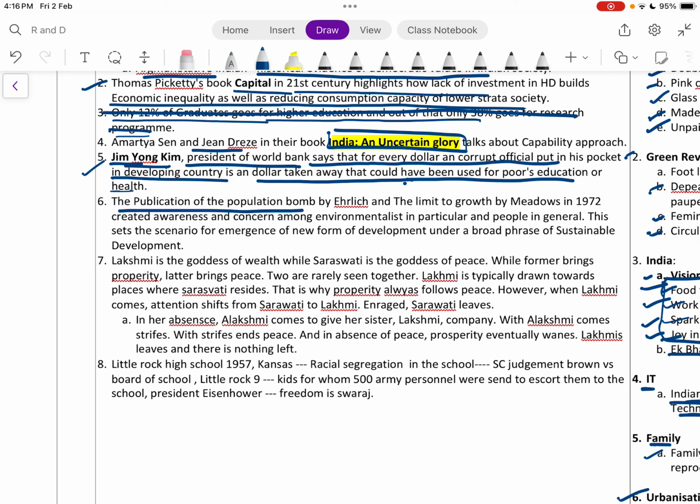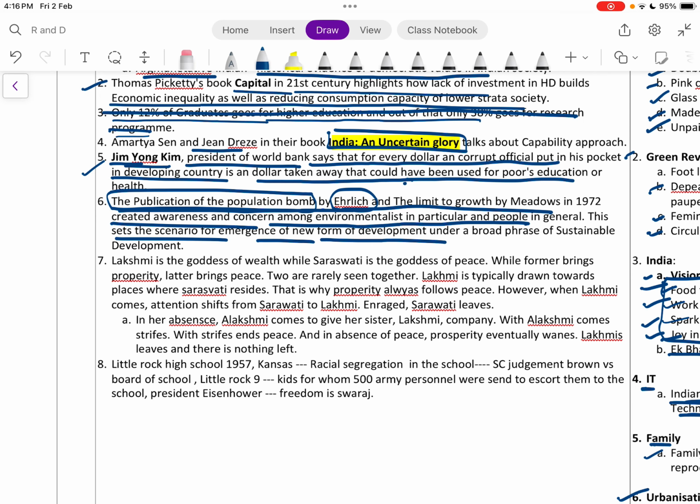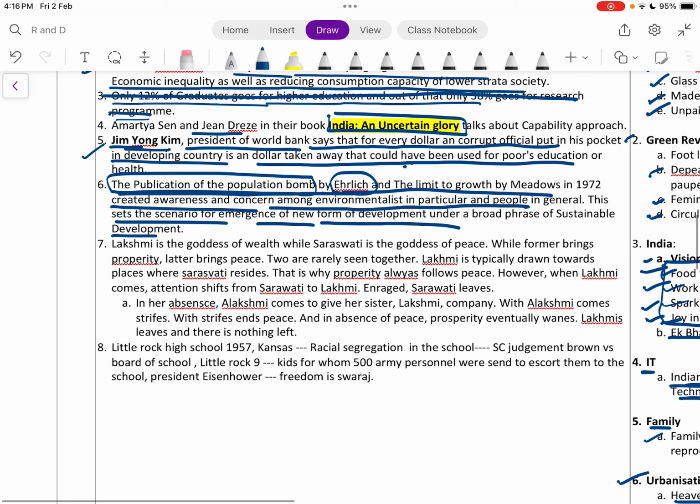The publication of The Population Bomb by Paul Ehrlich and The Limits to Growth by Meadows in 1972 created awareness and concern among environmentalists in particular and people in general. This set the scenario for the emergence of a new form of development under the broad phrase of sustainable development.